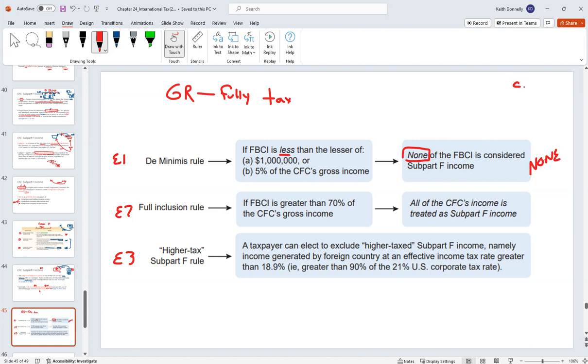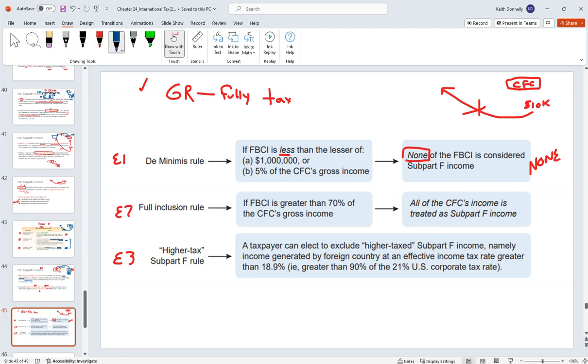So hey, we have this CFC over here, right? Let's just say they have $10,000 in passive income, right? And let's say their gross income is 10 million or something. In this case, this is going to be de minimis, right? It's just so small, right? $10,000, even though it is subpart F income, we're going to just say, look, none of that is going to be subpart F. It's too small, right? So that's going to depart from the general rule of it being fully taxable, okay?